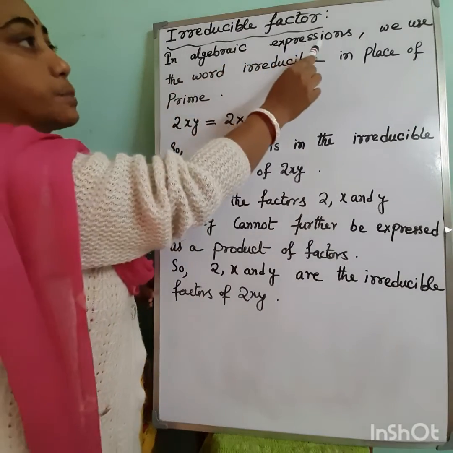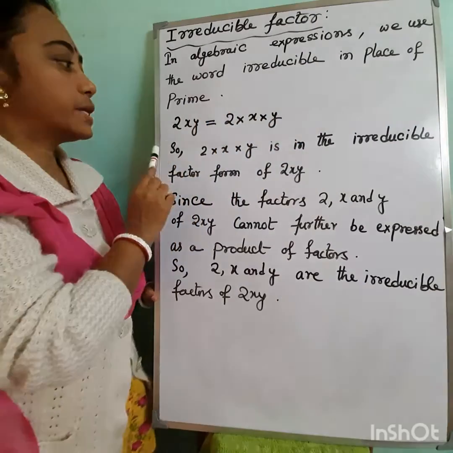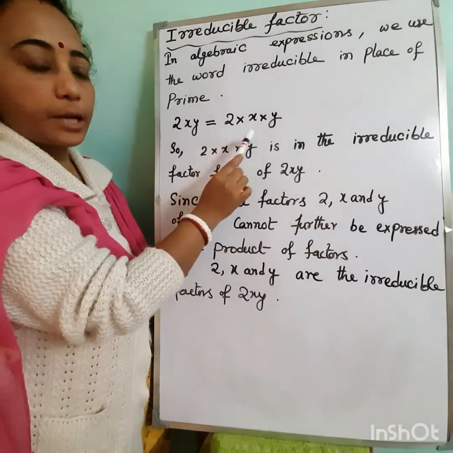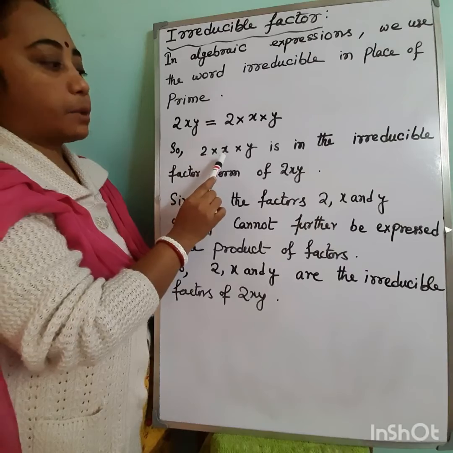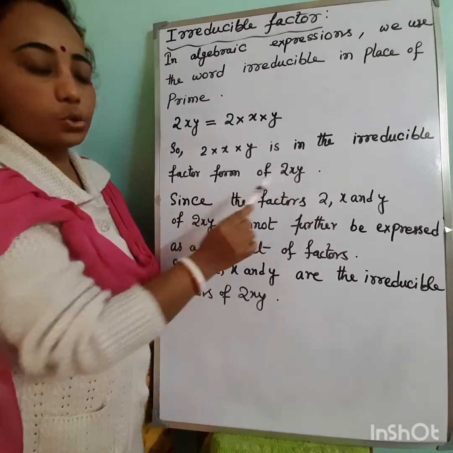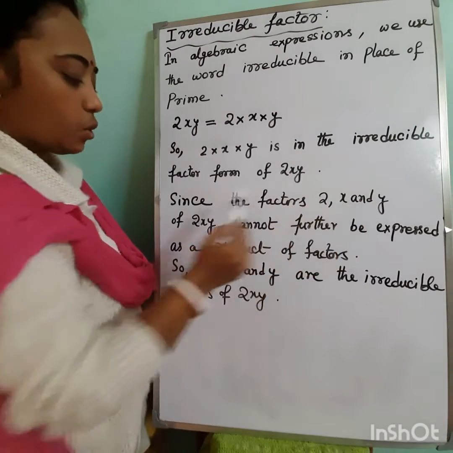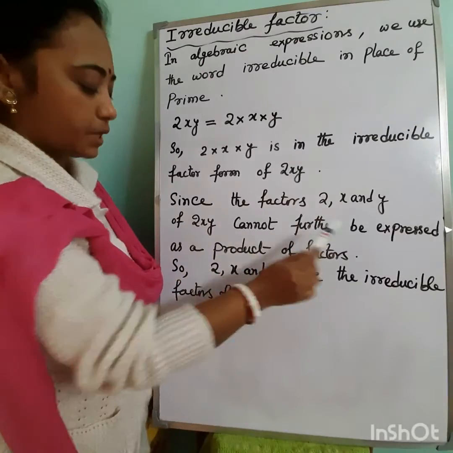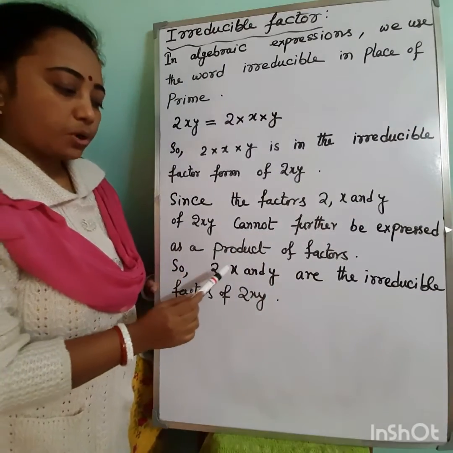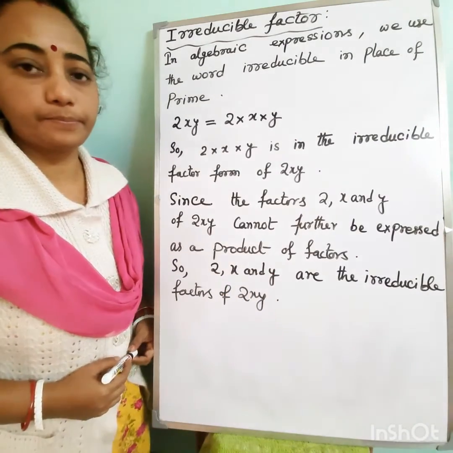In algebraic expressions, we use the word irreducible in place of prime. For example, 2xy can be written as 2 multiplied by x multiplied by y. So 2 multiplied by x multiplied by y is the irreducible factor form of 2xy. Since the factors 2, x and y of 2xy cannot be further expressed as a product of factors, 2, x and y are the irreducible factors of 2xy.